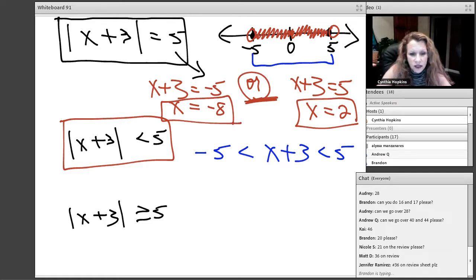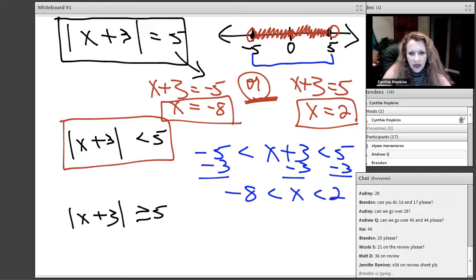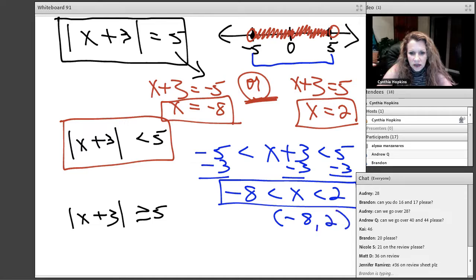And then you just solve this. So I'm going to subtract 3, subtract 3, subtract 3, and I'll be done. So I get -8 is less than x, which is less than 2. And that is your answer. Okay, and if they wanted it in interval notation, that's so easy because I've got it written like this. It would be parentheses, -8 to 2, parentheses. That would be interval notation for that problem.